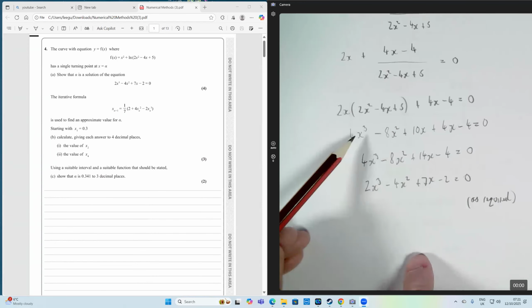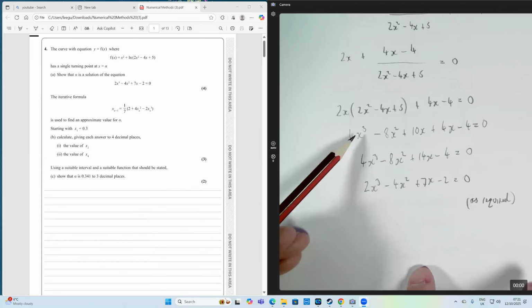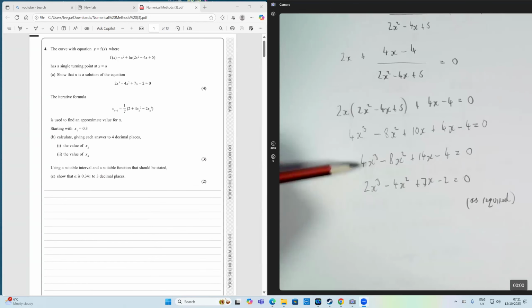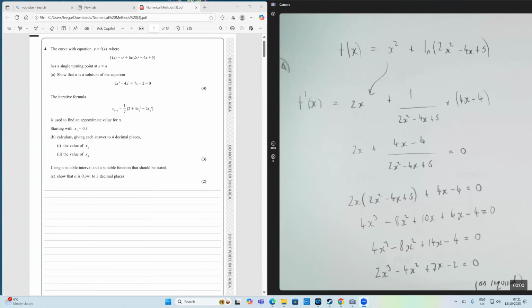We just expand the brackets and collect like terms. Okay, and when we expand the brackets and collect like terms, we end up with 2x cubed minus 4x squared add 7x minus 2 equals 0, as required. So that's a very nice, accessible 4 marks for part A.